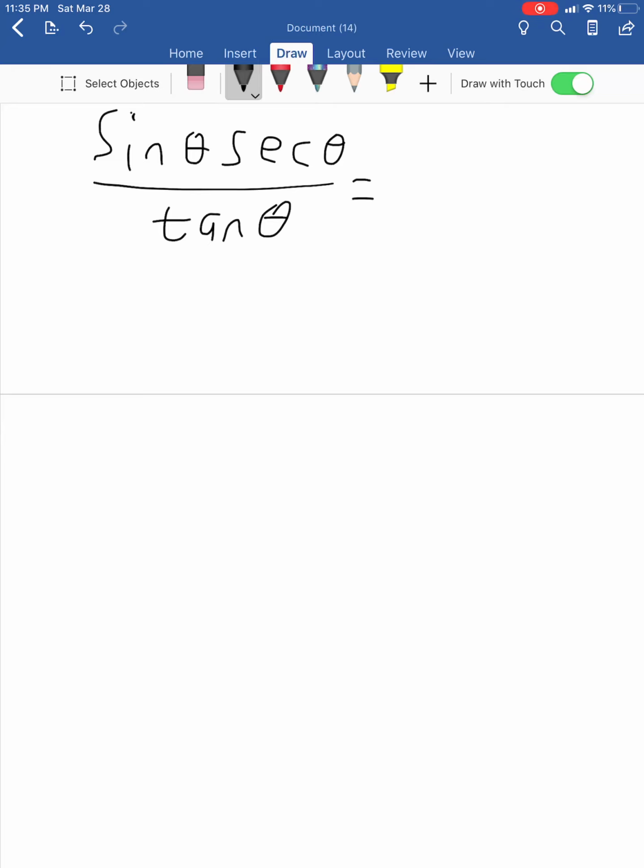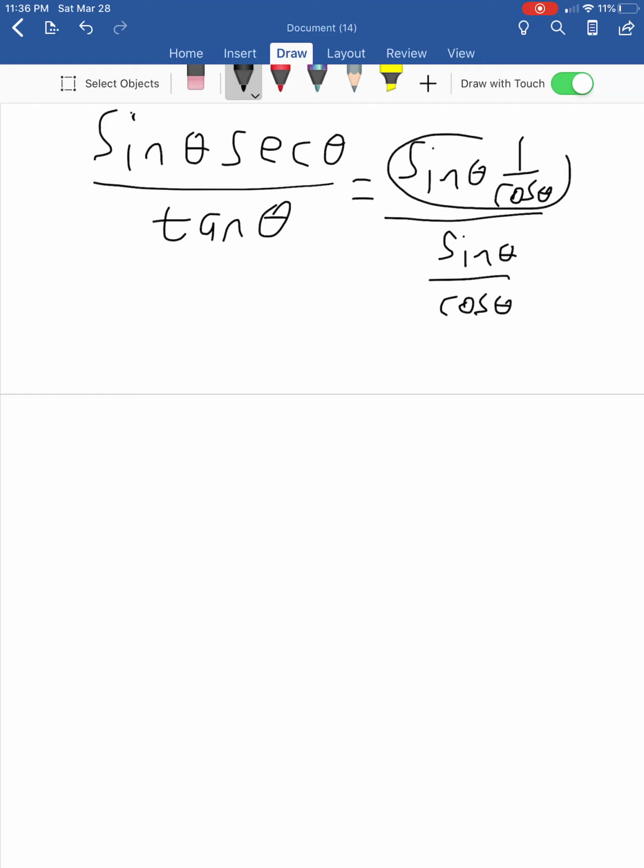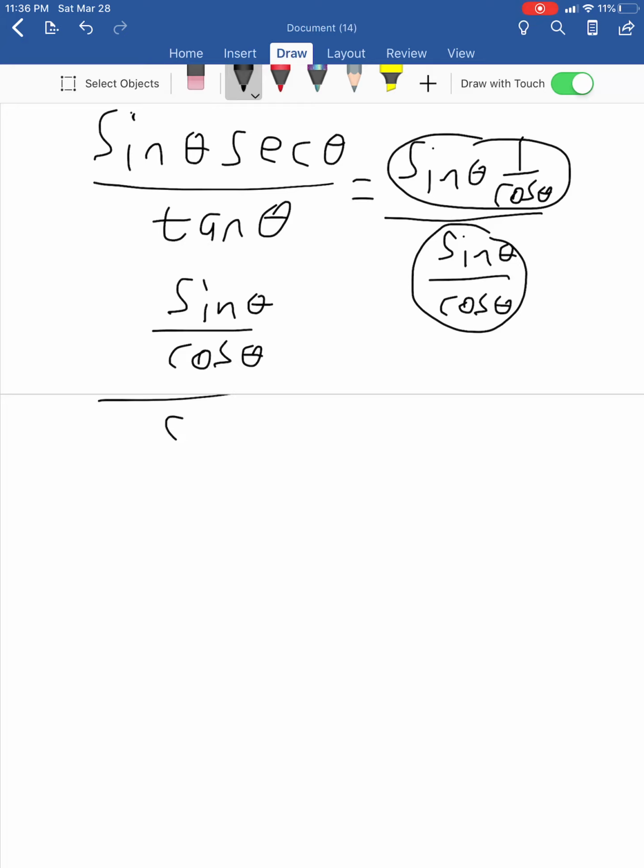Secant. I know secant is 1 over cosine, and that's kind of what you do. You just rewrite things in a different form and try to simplify. Tangent is sine over cosine. Okay, so this top part, sine times 1 over cosine is just sine over cosine. And I've got that same part in the denominator.